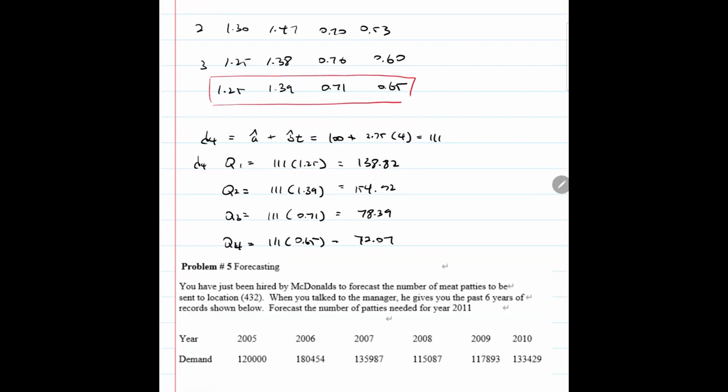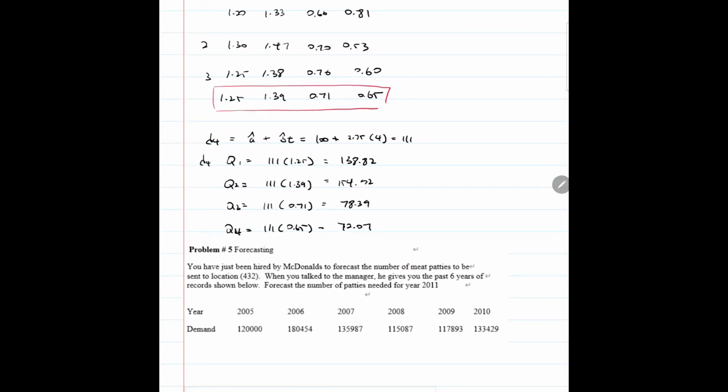Okay, now we're going to move on to problem number 5. It says you've been hired by McDonald's and they want to forecast the number of patties that you need next year. We got the data from the past 6 years, so it's not saying anything about recent data, so we're not going to use the exponentials.